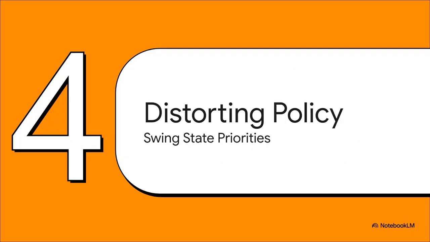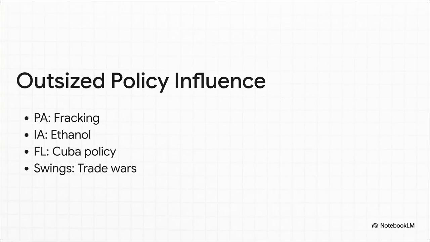Okay, Section 4, distorting national policy. This leads us to a really profound realization. The math of the campaign trail doesn't just dictate where politicians travel, it dictates how they actually govern and the policies they prioritize. Think about it. If you need a few very specific states to win the White House, the local issues in those states suddenly become top national priorities.